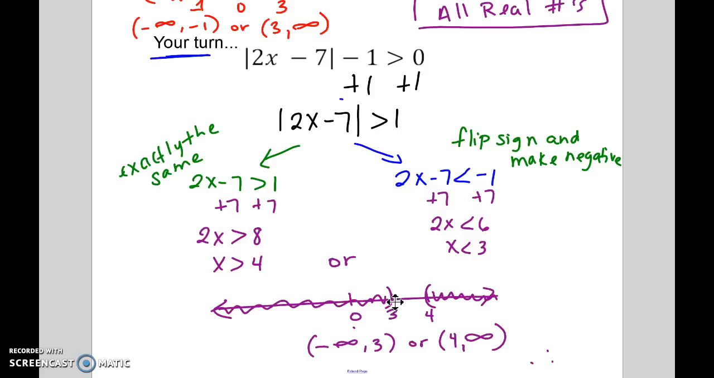So when I graph it, I see x is less than 3. It's a parenthesis. It's going this way, which means in my interval it's going to be negative infinity, comma 3. When I graph the 4, I put my parenthesis. It goes this way because it's greater than 4. And it is going to be in parentheses 4, comma infinity.